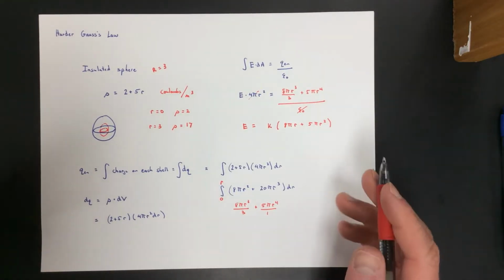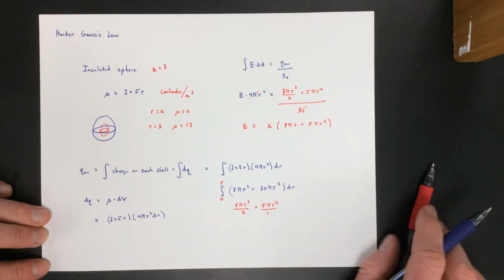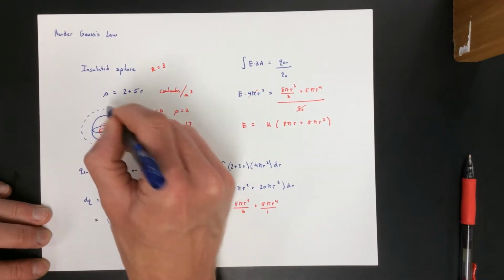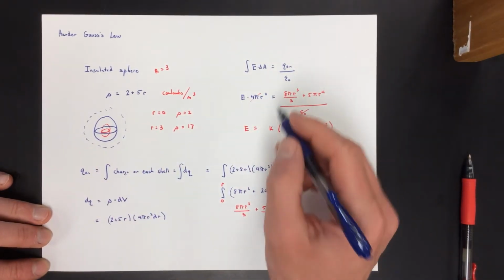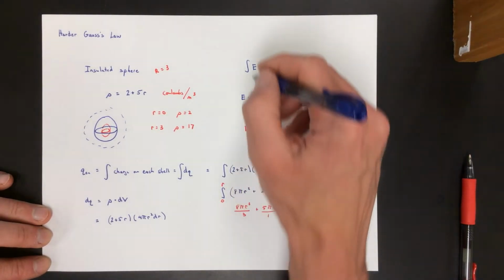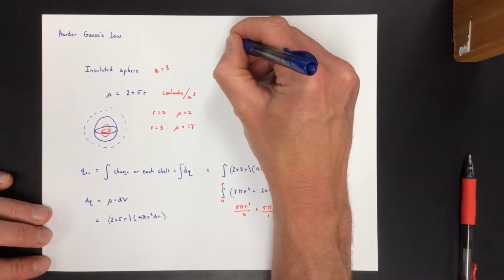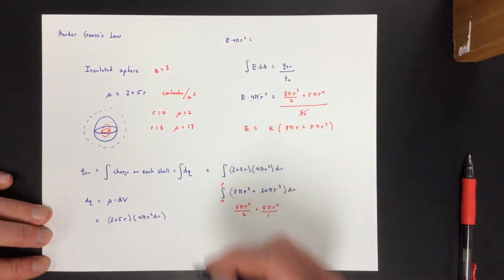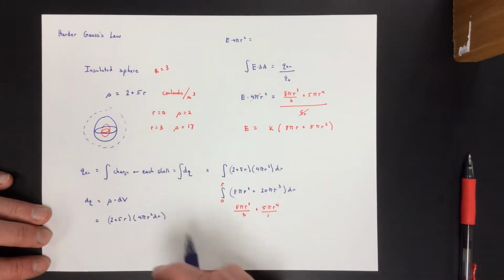Okay, now what about on the outside of this silly thing? So we could put a Gaussian surface on the outside of that. Well, then the electric field, it's the same principle here. It's still E times 4 pi r squared, but now we've enclosed the total charge. Well, what is the total charge?